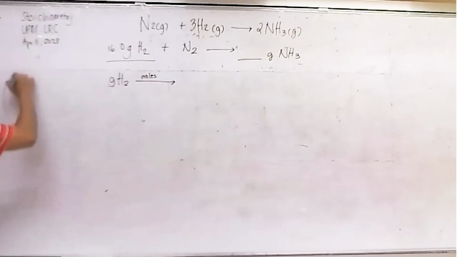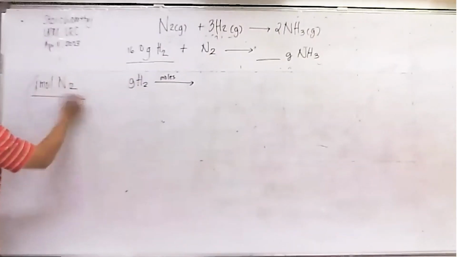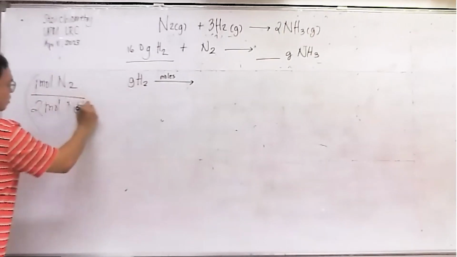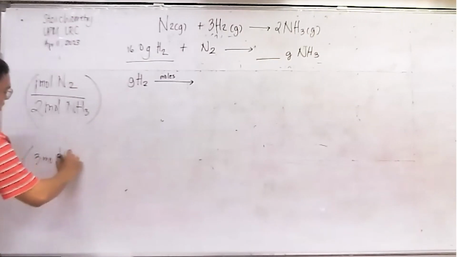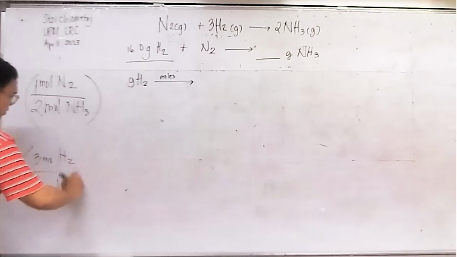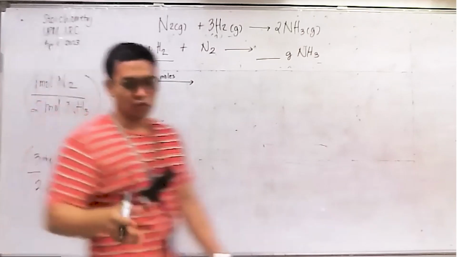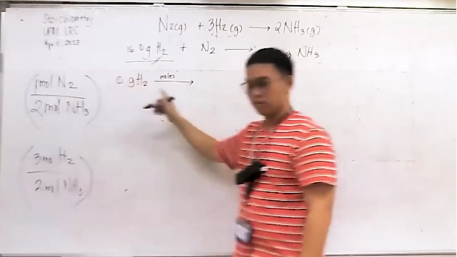Let's write it down. We have 1 mole of nitrogen gas would produce 2 moles of ammonia. Then you have 3 moles of hydrogen gas would produce 2 moles of ammonia. Okay, so let's do it step by step. We are given 16 grams. This is the given.